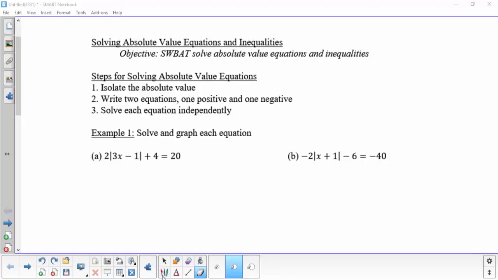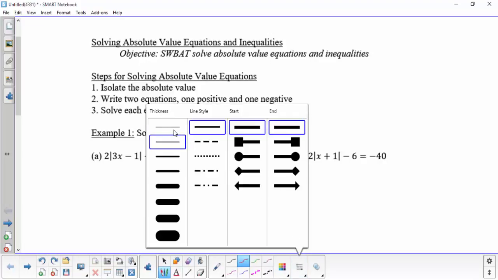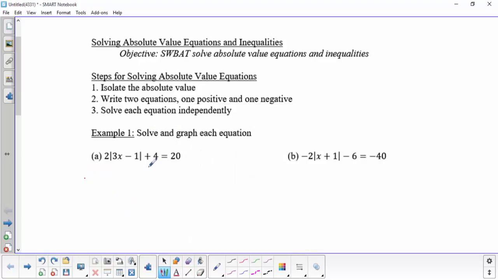So our first example is to solve and graph the equation 2 times the absolute value of 3x minus 1 plus 4 equals 20. Our first step is to isolate the absolute value. So the first thing we need to do is subtract 4 from both sides. That will leave us with 2 times the absolute value of 3x minus 1 equals 16. Our next step is to divide both sides by 2. When we do that, we get the absolute value of 3x minus 1 equals 8.